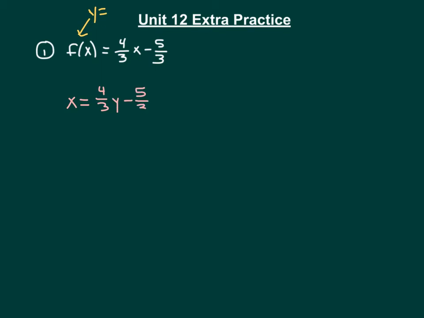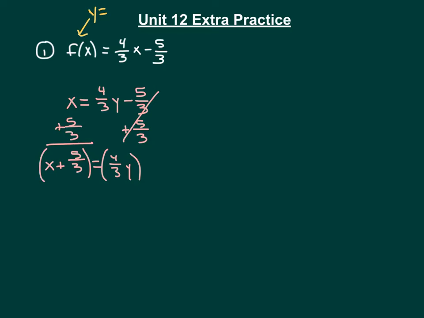Okay, so now what we have to do is get the y all by itself in this equation. So I'm going to add 5/3 to both sides, leaving me with x plus 5/3 equals 4/3 y. And now we have to get rid of the 4/3 in front of the y. You could divide both sides by 4/3, but then you're going to have fractions within fractions over here. So an easier way is just to multiply both sides of the equation by the reciprocal of 4/3, by 3/4.